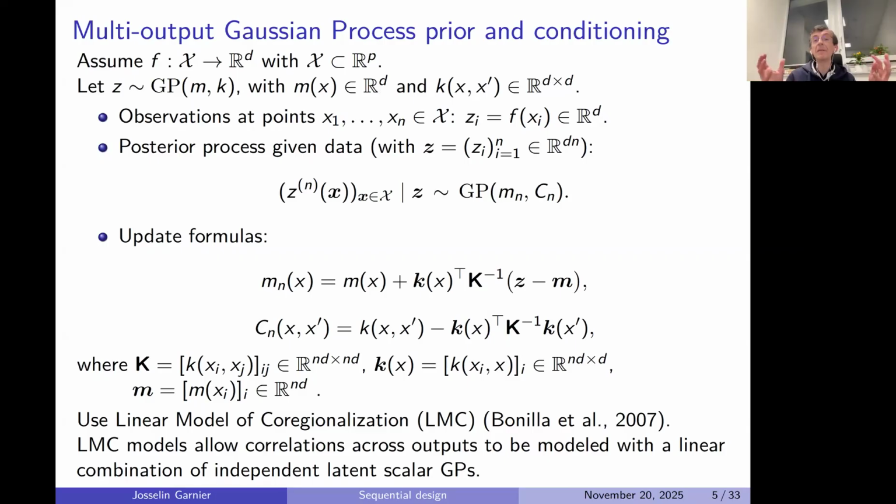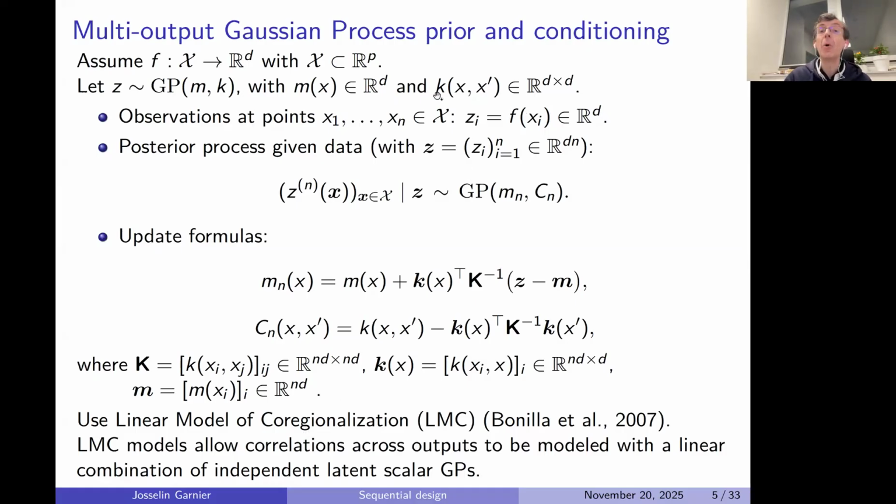Otherwise, when you write everything in block form, the formulas are exactly the same ones. The posterior process, given the data, is a Gaussian process, and the update formulas have exactly the same form as in the scalar case. You just have to write things properly. But formally, it's exactly the same thing. So it's just linear algebra formula that will give you the new means and the new covariance function given the observation, given the data set.